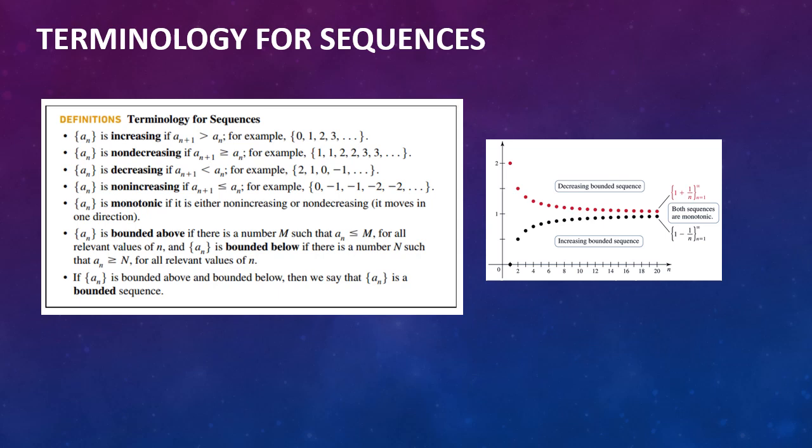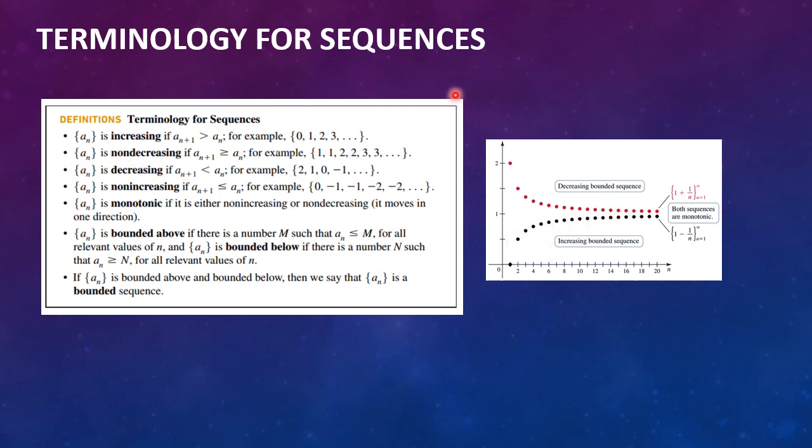So let's look at some terminology for sequences. We say a sequence is increasing if every a sub n plus 1 is greater than a sub n. It just means that each member is larger than the previous member. And if you look at the graph here, you can see that this bottom sequence is increasing. The values are going up.